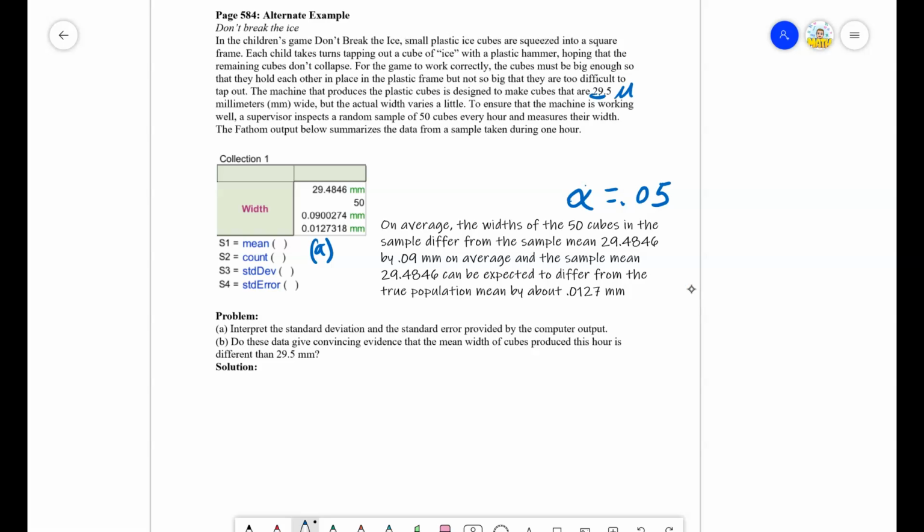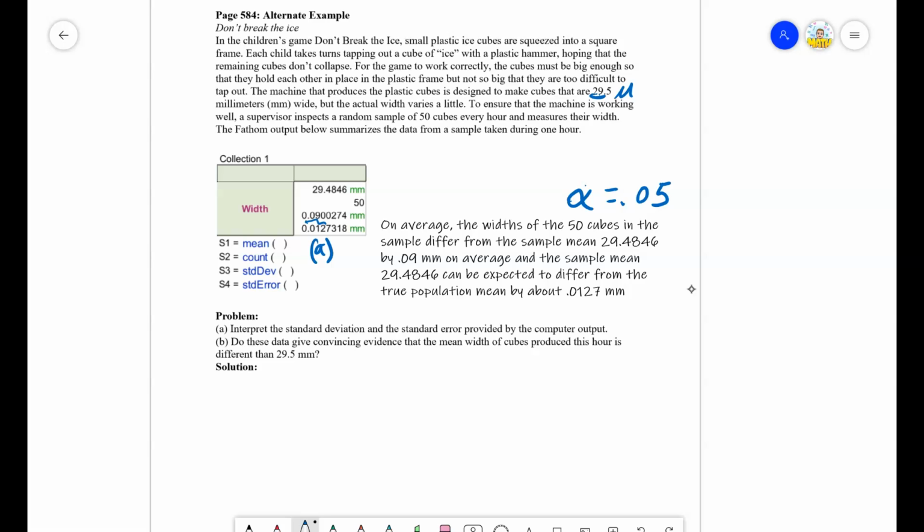So if we had a claim here, the claim would be, and we'll get to that in the hypothesis test, mu equals 29.5. And again, this would be a two-tailed situation, because we don't care if the cubes are too big or too small. If they're too big, they don't fit, and if they're too small, they don't fit, and then it doesn't work. So the first part should just be review. Part A, interpret the standard deviation.